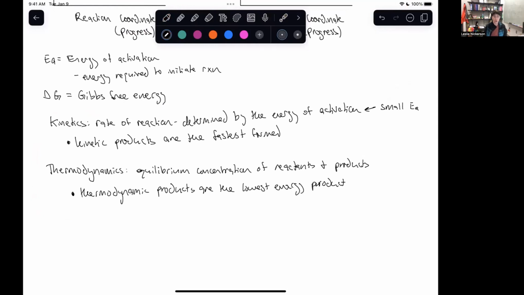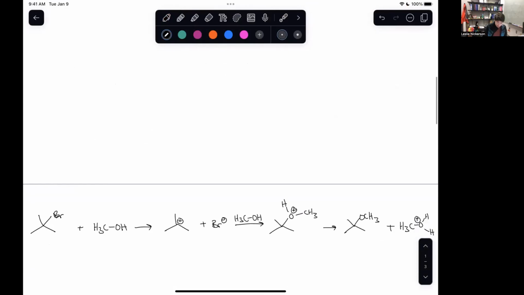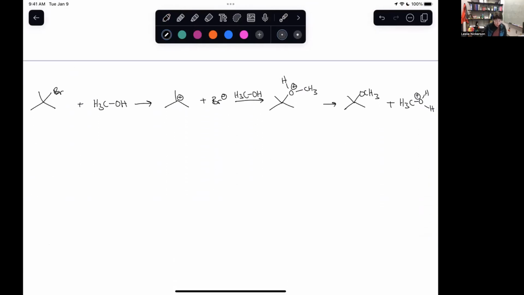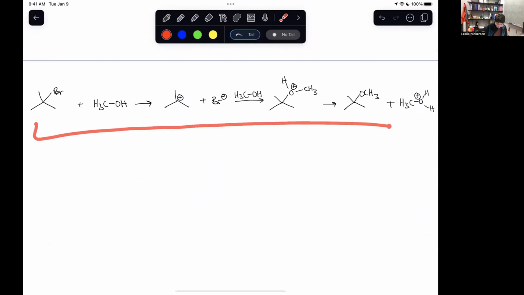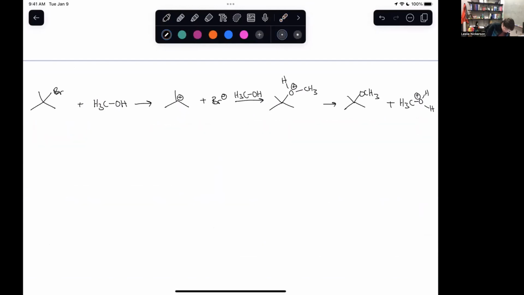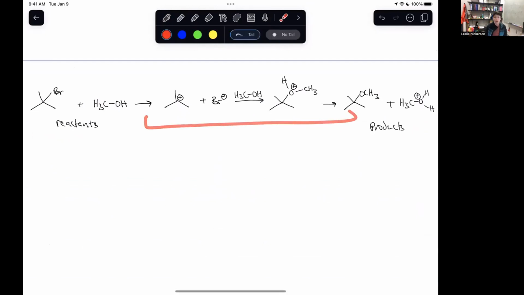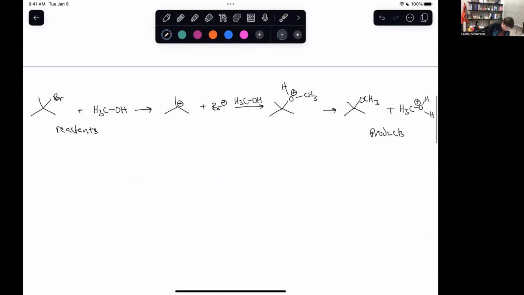All right, so I want to show an example of drawing out an energy diagram, or a reaction coordinate diagram, from a reaction. I think it helps to see it put together all at once. First, this is going to be a multi-step reaction. So this is our reactants on this side, and these are the products. And there are multiple steps in between that are required in order to get from reactants to products.